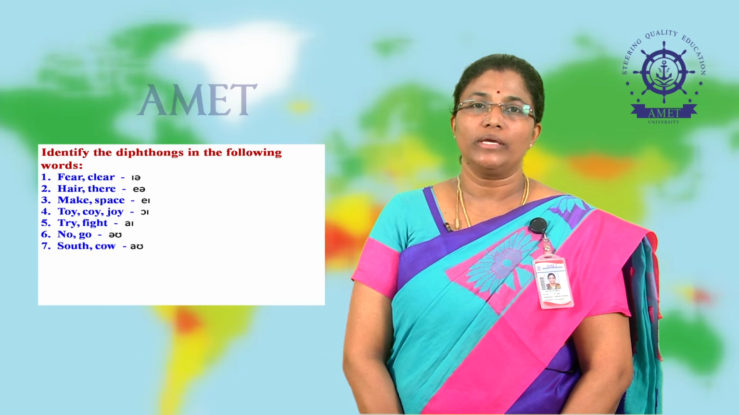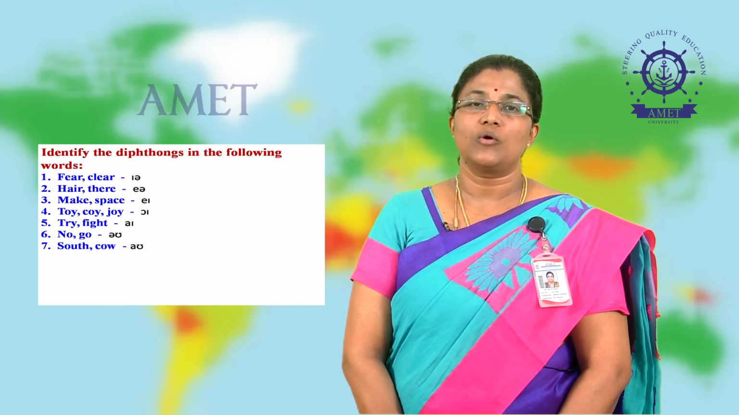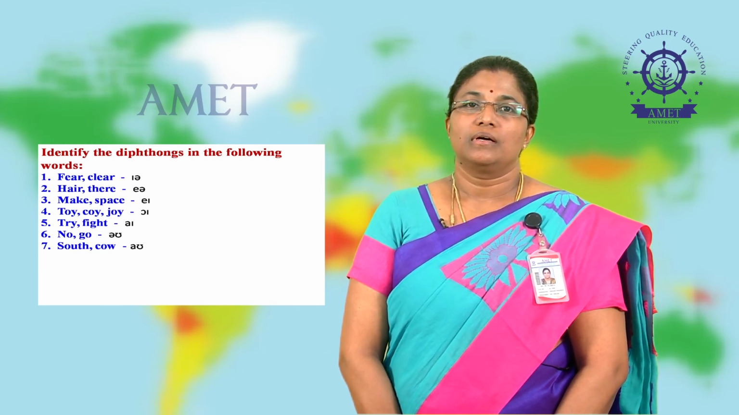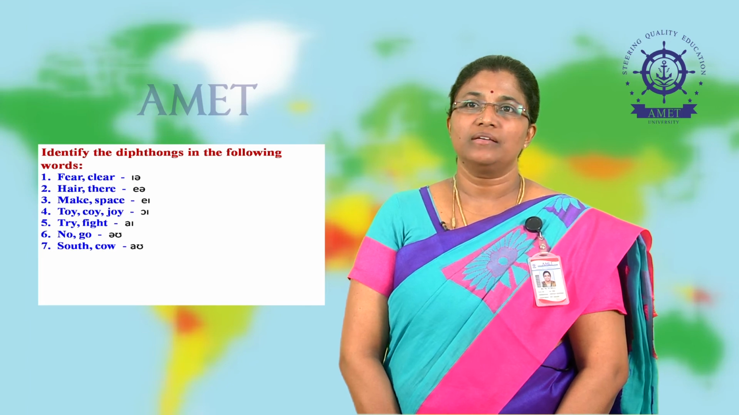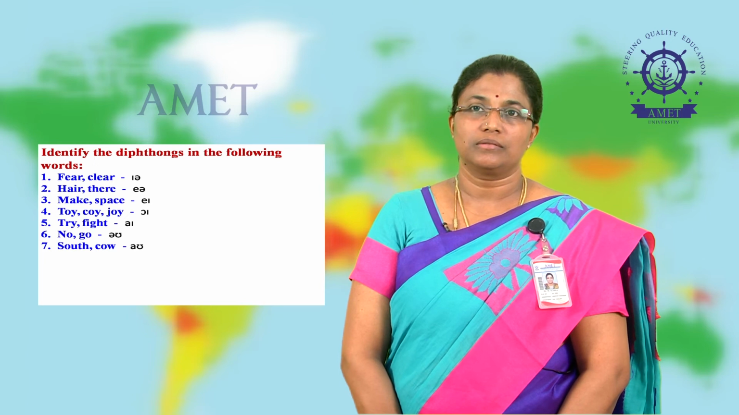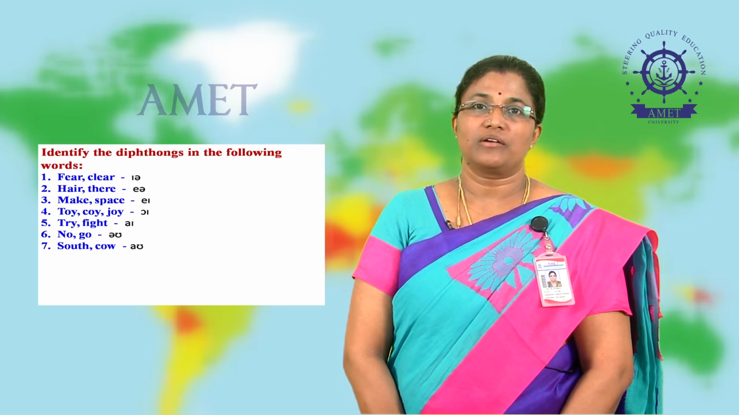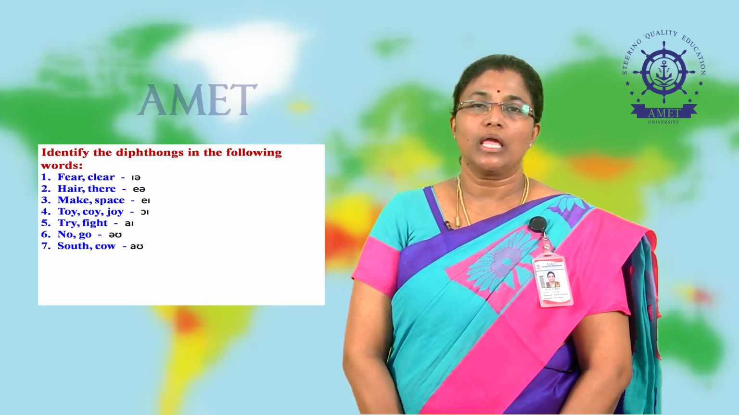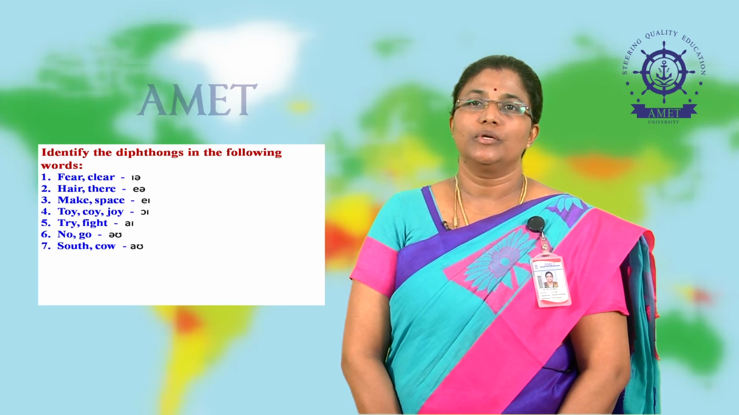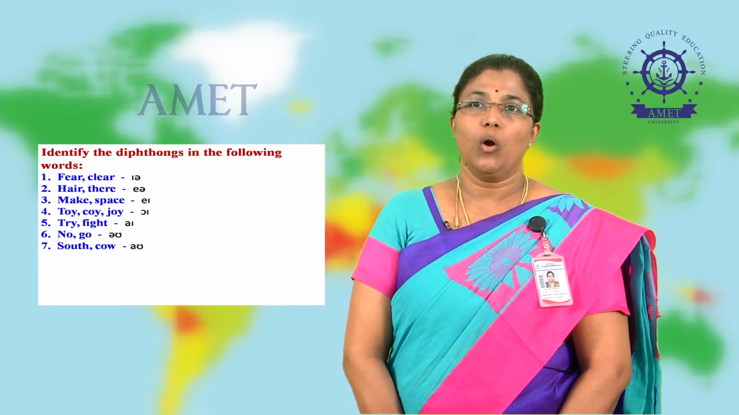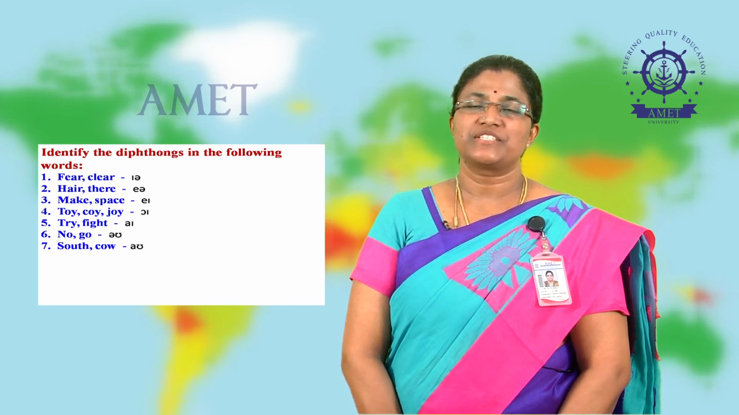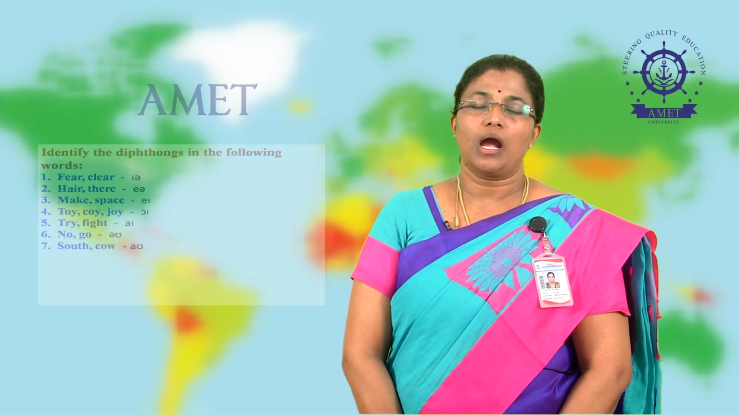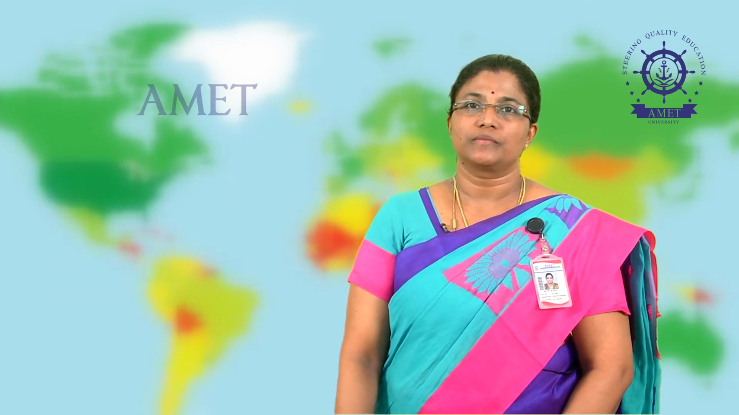The next group of words are toy, coy, joy, where you get the sound oi. Next pair of words, try, fight, where you are getting the sound I. Next pair of words, no, go, you get this diphthong o. Last pair, south, cow, ow sound.